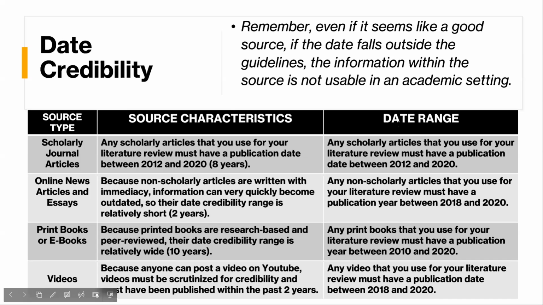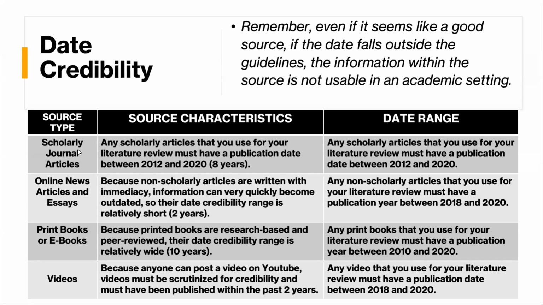All of these date range guidelines you need to take with a grain of salt, because you might need to be even more scrutinizing in your date credibility, especially if you choose a topic that is subject to rapid change, like technology, right? So for instance, a scholarly journal article, because of the nature of that type of article, the research has been peer reviewed, it's a long time in development. So the information from a scholarly journal article is considered accurate for much longer than other types of articles.